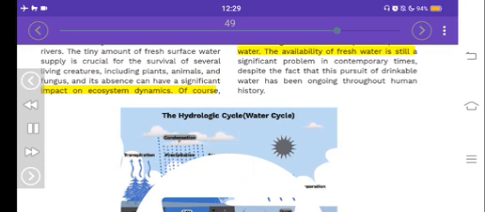Humans have created technology to improve the availability of water, such as drilling wells to gather groundwater, collecting rainwater, and desalinating ocean water to produce potable water. The availability of fresh water is still a significant problem in contemporary times, despite the fact that this pursuit of drinkable water has been ongoing throughout human history.